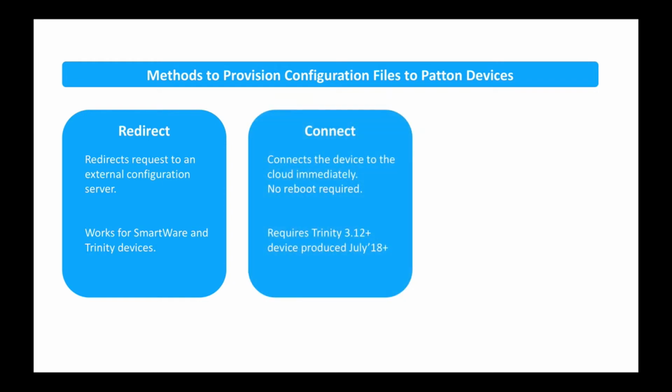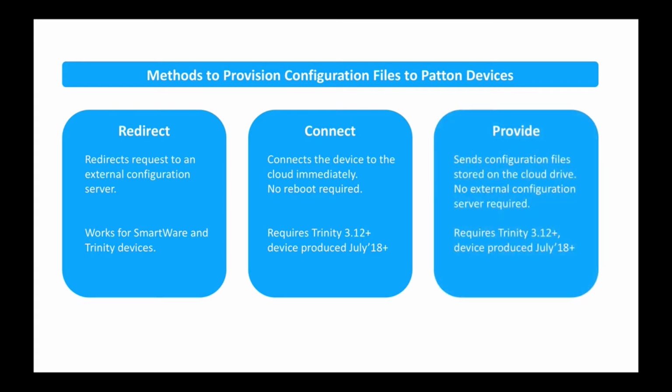Our second method is that we have added to the Patton Cloud the possibility to provision a device to immediately connect to the cloud. This means that when the device first boots up and contacts our provisioning server, we send it a small configuration snippet that tells the device to connect to the customer's organization within Patton Cloud. For this to work, we require Trinity version 3.12 or later. And it also requires that the device has been produced in July 2018 or sometime after that.